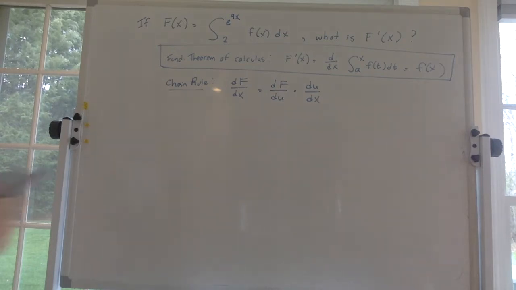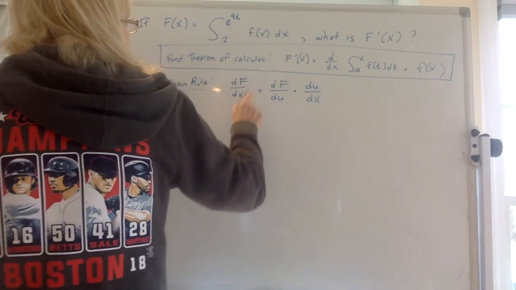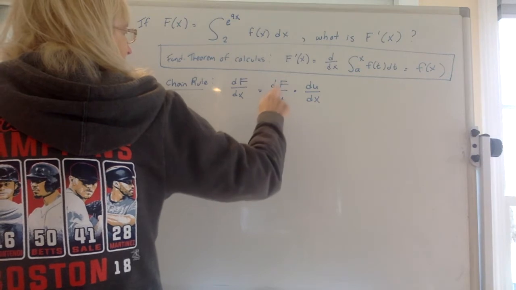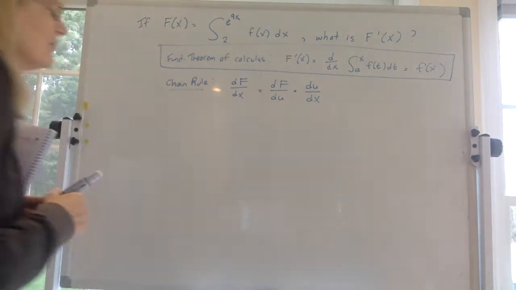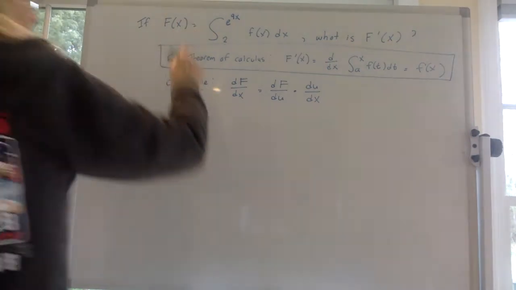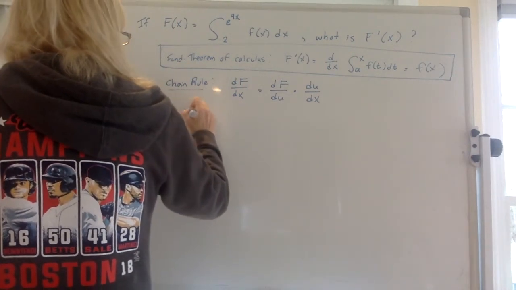Okay, so what is the chain rule? The derivative of capital F with respect to x is equal to the derivative of F with respect to u times the derivative of u with respect to x. So what do we got to do? We got to replace that e to the 9x. We're going to let u equal that e to the 9x.